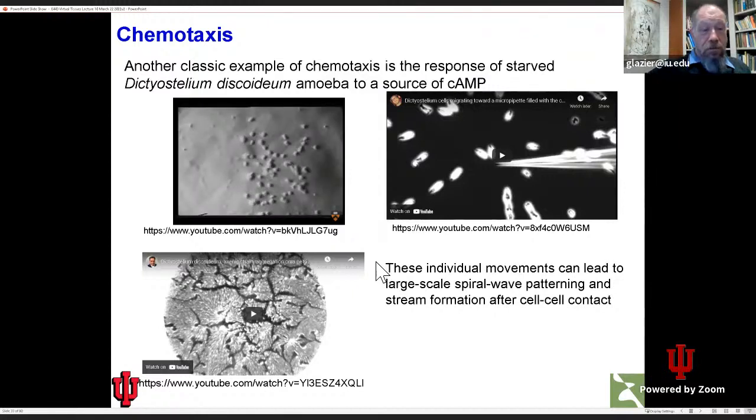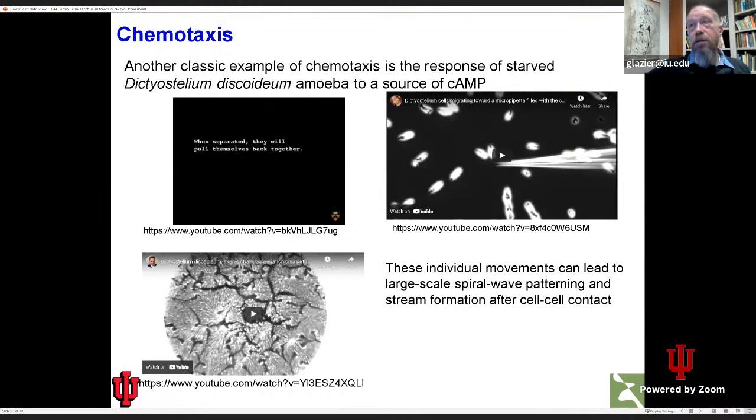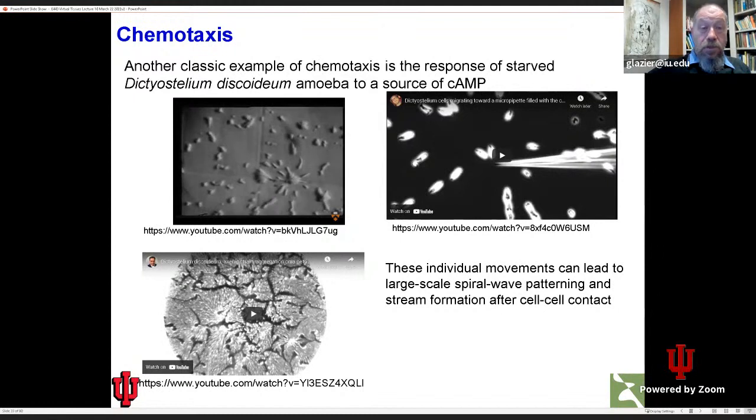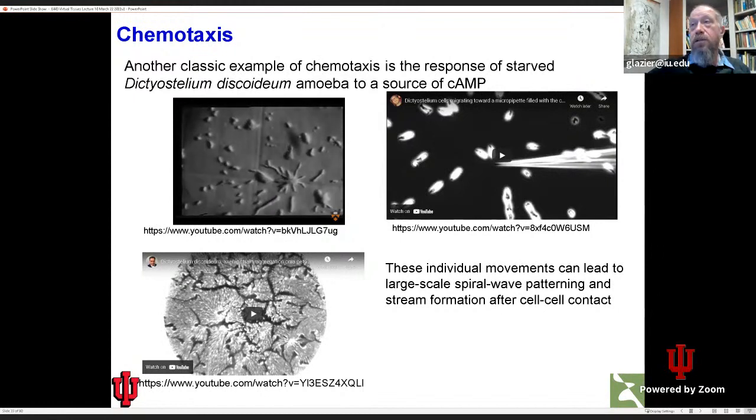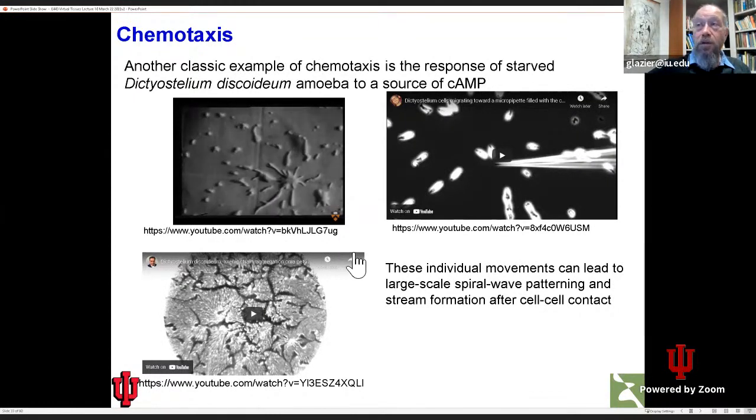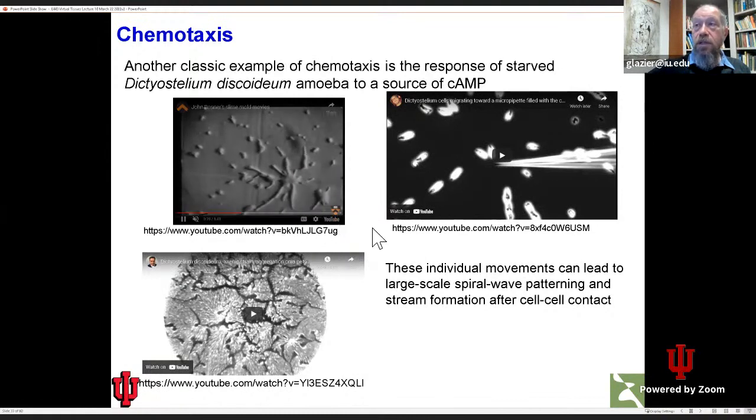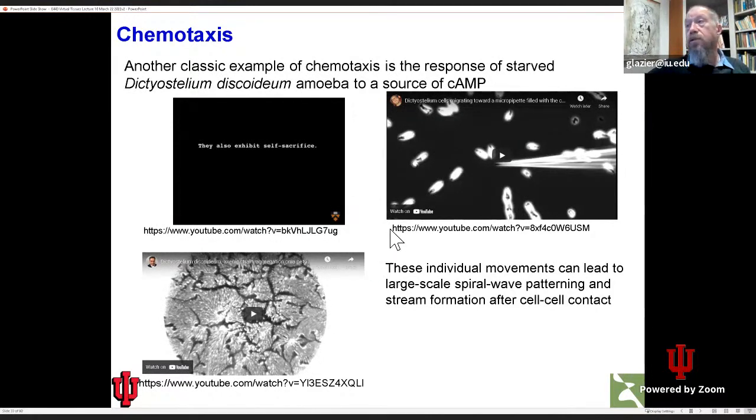And of course, one of you has decided to work on a problem not with cellular slime molds, not with dictyostelium, but rather with true slime molds, which don't have the cellular organization. But here you see cells individually and as clusters moving towards a source of a chemical, in this case cyclic AMP. Now, the cells themselves are secreting that chemical as they move.